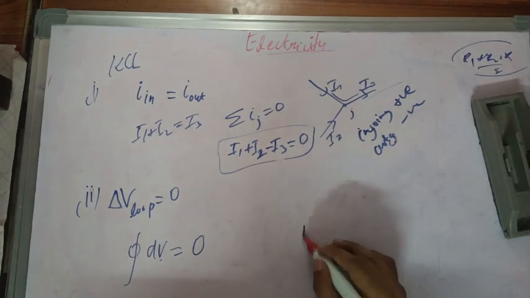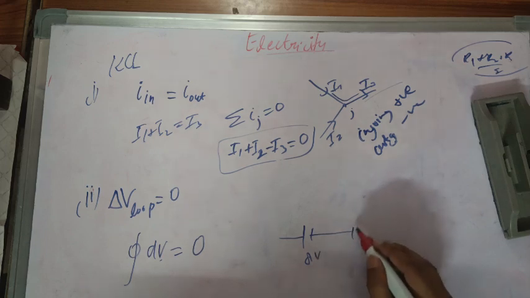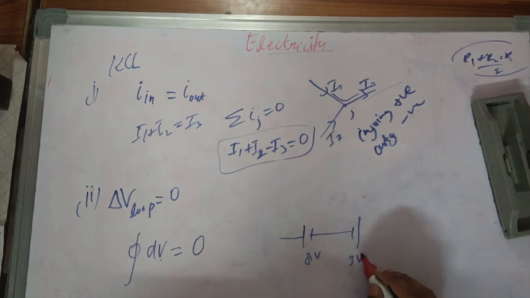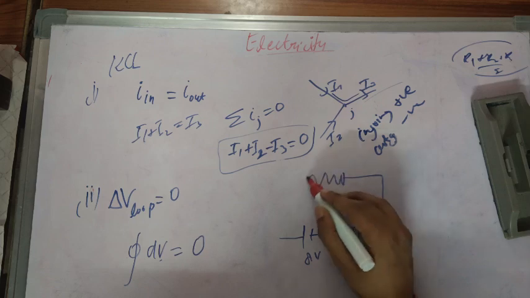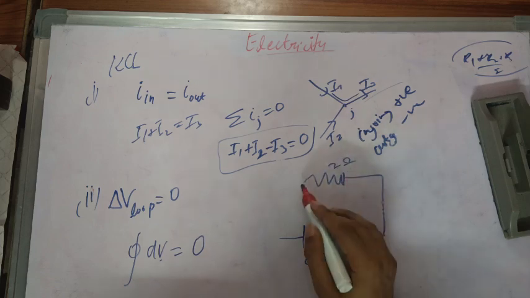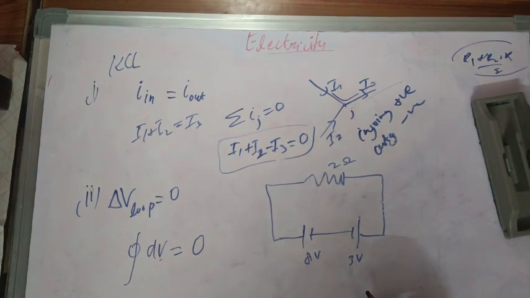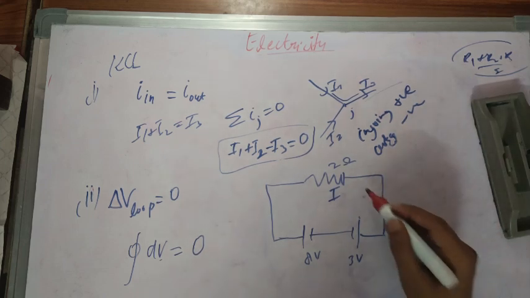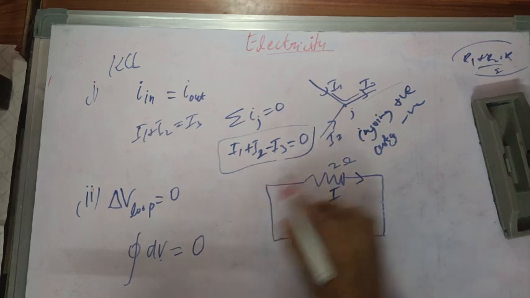Let's say there is a cell of 8 volt, this is a cell of 3 volt, and this is a resistance here, let's say 2 ohm, and it's connected like this. First of all, we say that there is some current I flowing. Let's assume that it is moving in this direction, so current will be flowing like this.